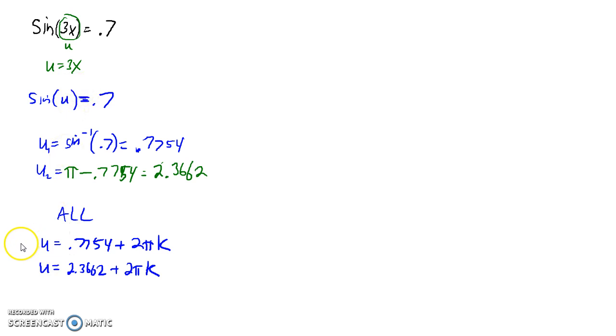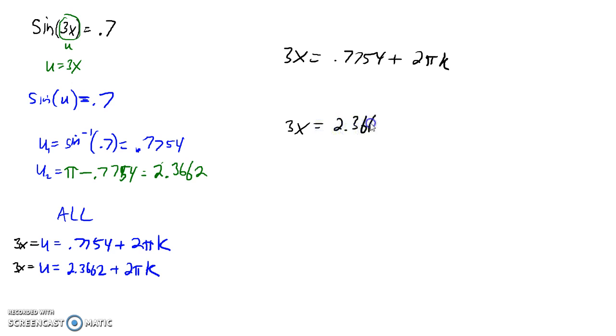So we're going to use the same approach we did earlier. We're going to say u is equal to 3x. So this is equal to 3x, this is equal to 3x. Let me write it again up here. So we got 3x equals 0.7754 plus 2 pi k. We've got 3x equals 2.3662 plus 2 pi k. And now we need to solve each of these equations for x, which as you can see we'll do by dividing by 3 on both sides, or multiplying by 1/3 if you prefer.